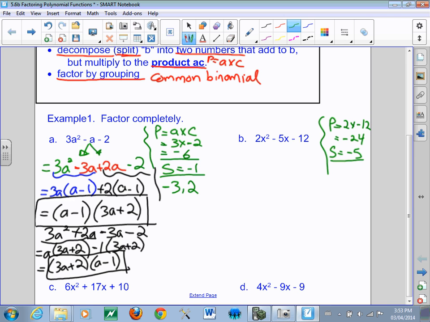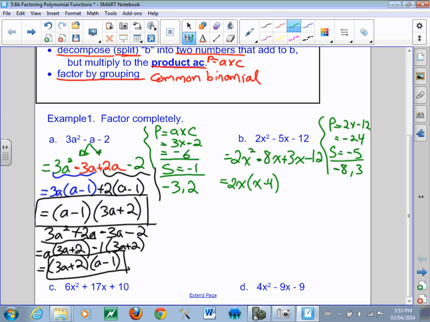Okay, what two values do we have there, folks? Hopefully you realize you've got negative 8 and 3. So you're going to split that middle term. So you can go 2x squared minus 8x plus 3x minus 12. What's common in the first two terms? I have a 2 and an x, so I'm left with x minus 4.